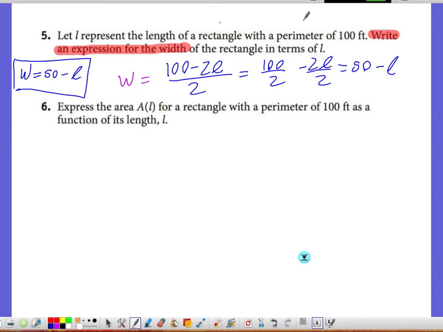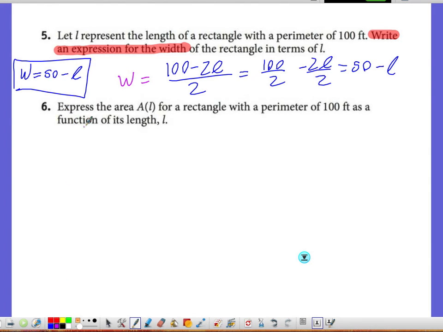So what did we do? We wrote an expression for the width of the rectangle in terms of L, basically telling me that in terms of L, my L is my independent variable. That's basically what it's saying, which is what we have here.